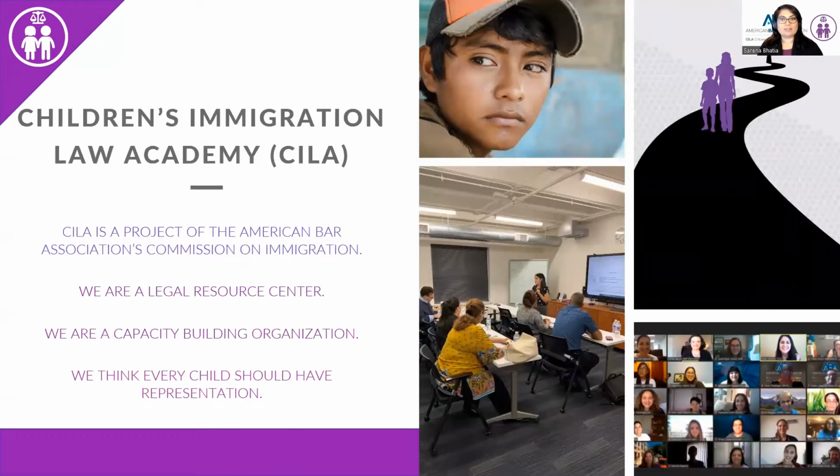CILA is a project of the American Bar Association's Commission on Immigration. CILA is a legal resource center, and we aim to build the capacity of legal service organizations and pro bono attorneys to represent children facing deportation. There is no right to appointed counsel in immigration court, even for children, and we believe every child should have an attorney at their side in their immigration proceedings.